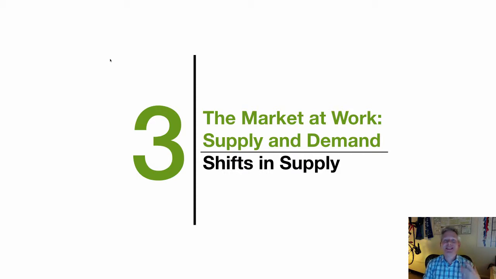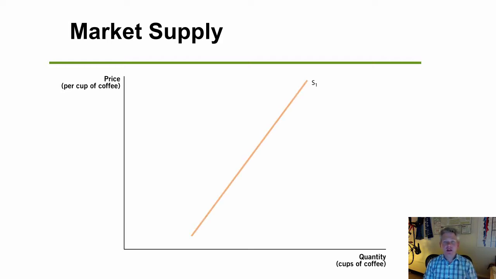Alright everybody, welcome to the sixth screencast for Chapter 3. In this screencast we're going to talk about some of the things that shift the entire supply curve. Alright, again, this is a supply curve, and when price changes, you move along the supply curve.